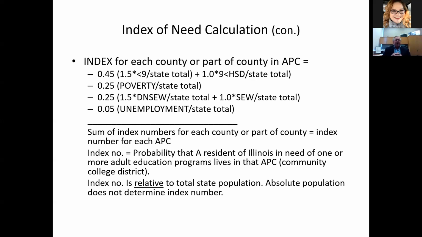We suggest that when you look at the index number, you look at it as the probability that a resident in Illinois in need of 1 or more adult education programs lives in that community college district. So if the index number is 0.5, that would be half the state's population, we would argue then that half the state's population in need of adult education lives in that particular community college district. Again, let me stress that the index number is a relative number to total state population. Absolute numbers do not determine the index of need number for each community college district.